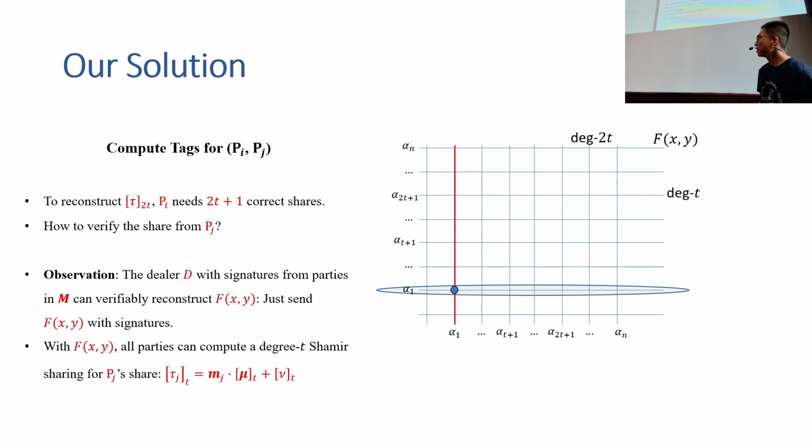So with f, which means the column polynomial is in the clear, if you follow this equation, you can compute a degree T sharing of the tag share of Pj. We just mentioned that a degree T sharing can always be reconstructed. So in this way, the party Pi can verify whether Pj's share is correct. But this will reveal f to all the parties. So how do we deal with that? Check a random linear combination.